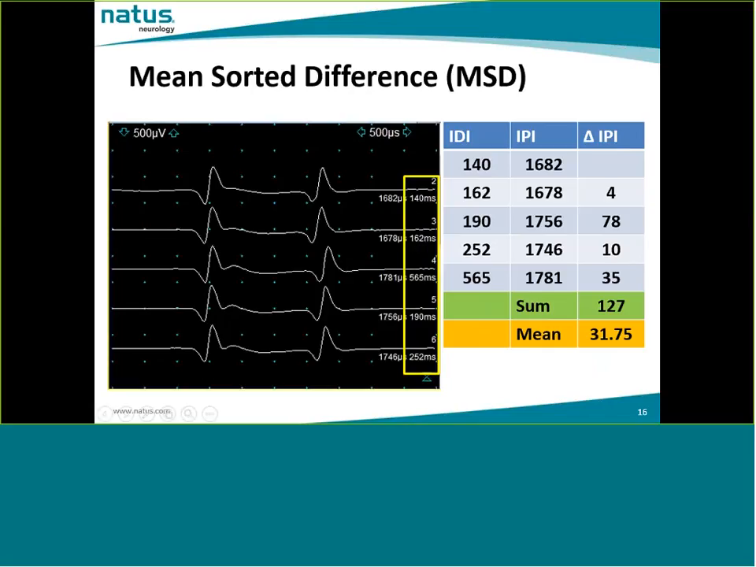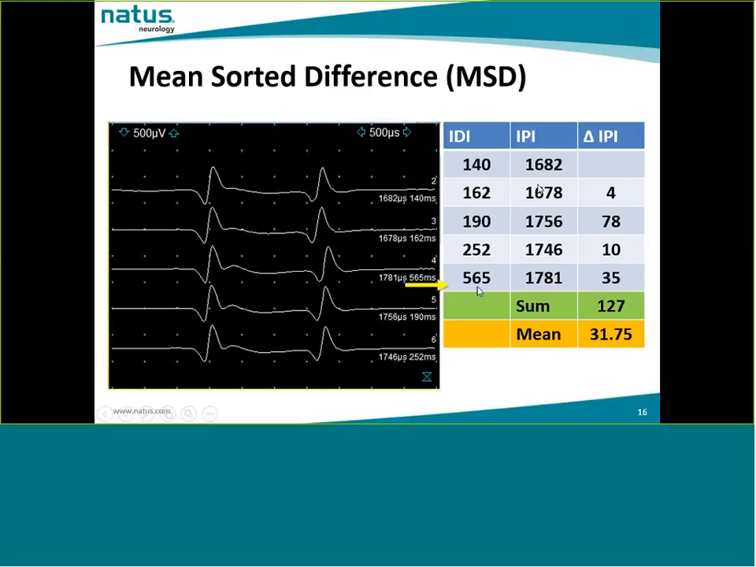We begin by creating this IPI delta IPI table by sorting the data on the inter-discharge interval. So in this case, the shortest inter-discharge interval is 140 microseconds. So I place it in the first row. The next shortest interval is 162. That goes into the next row. The next shortest interval is 190. That becomes the third, and then so on.